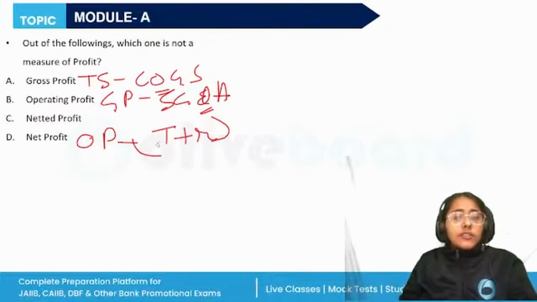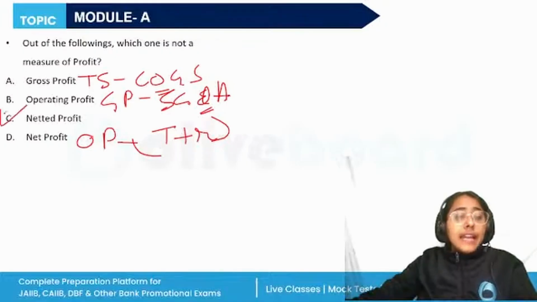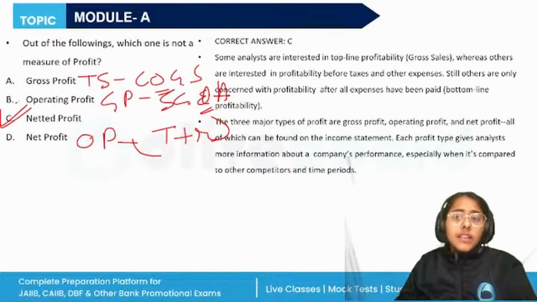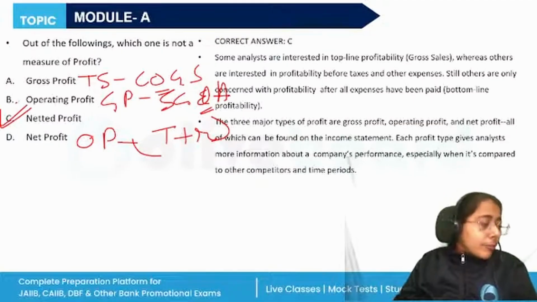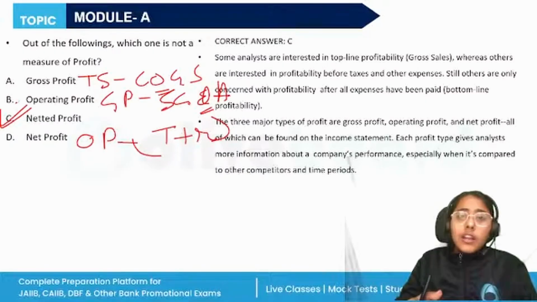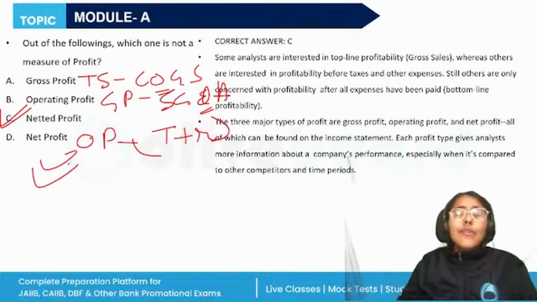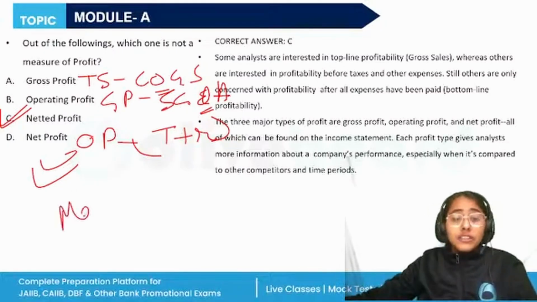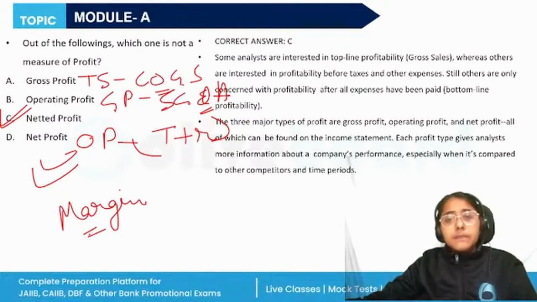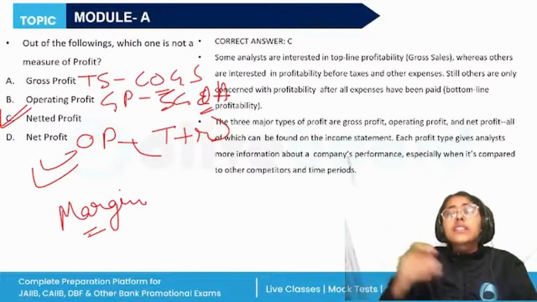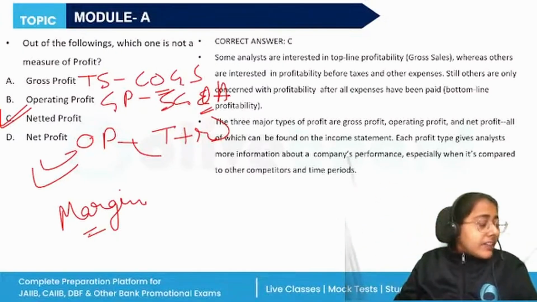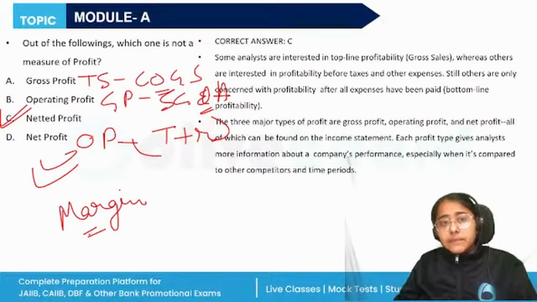All right. So we can say that out of the following, net profit is not a measure of profit. So make sure that you note these things down, because this question is very important. What is the meaning of gross profit, operating profit, and net profit? Also, we have the profit margins: gross profit margin, operating profit margin, and the net profit margin. You can go through the videos in which we have discussed the whole syllabus. Everything in detail we have already covered.